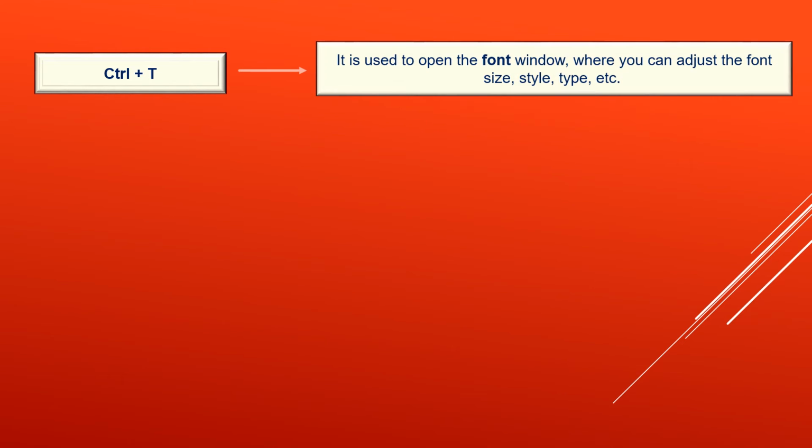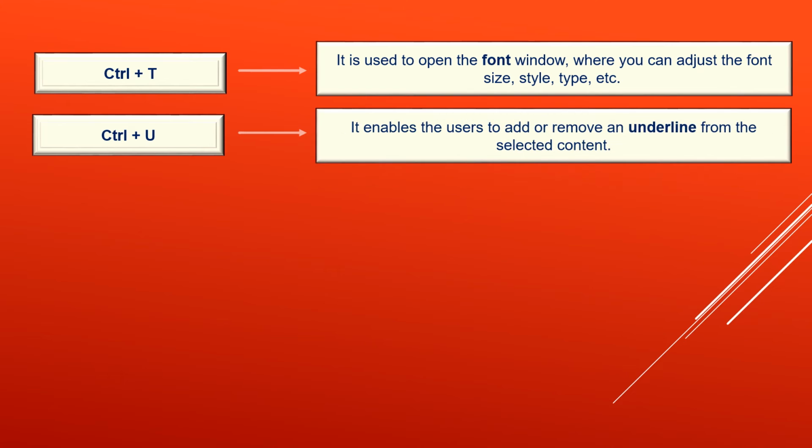Ctrl plus T. It is used to open the font window where you can adjust the font style, size, type, etc. Ctrl plus U. It enables the users to add or remove an underline from the selected content.